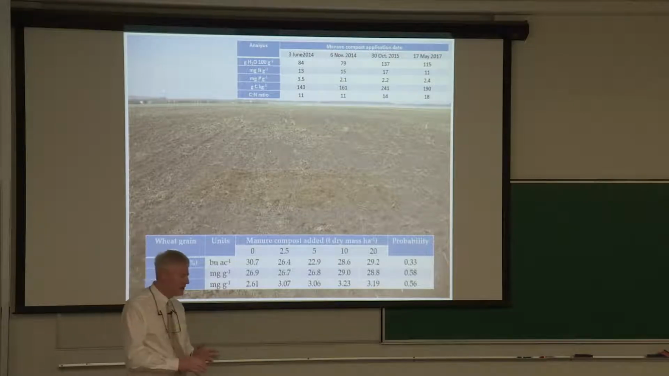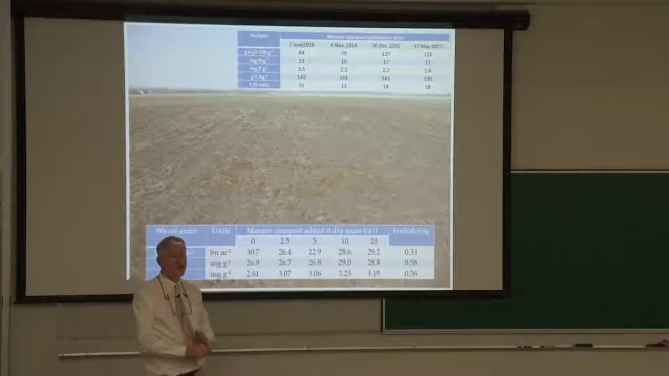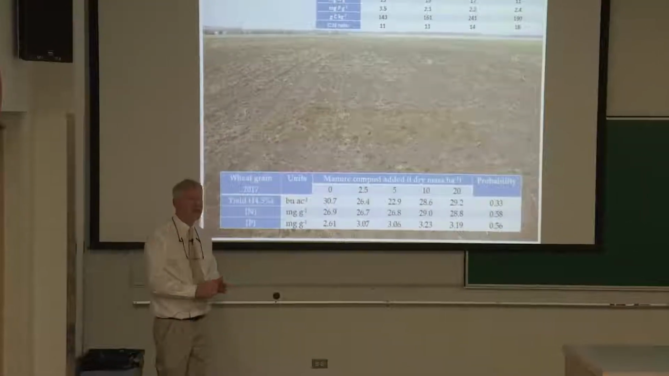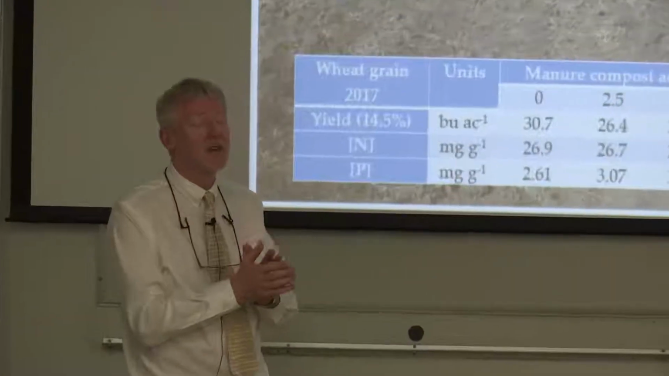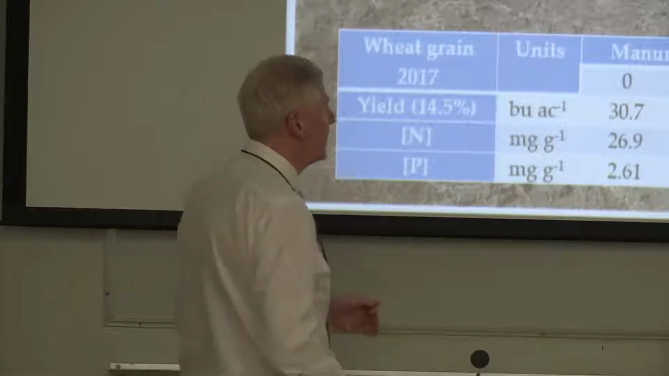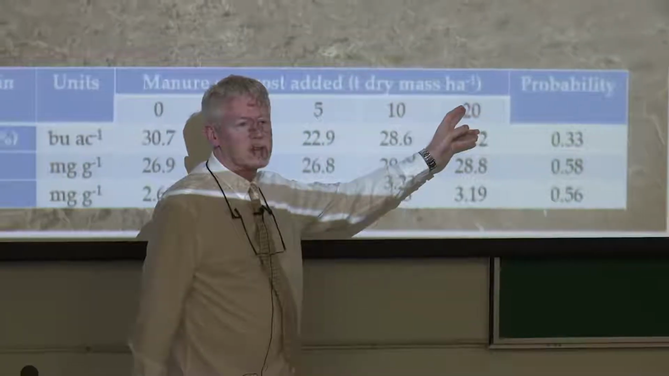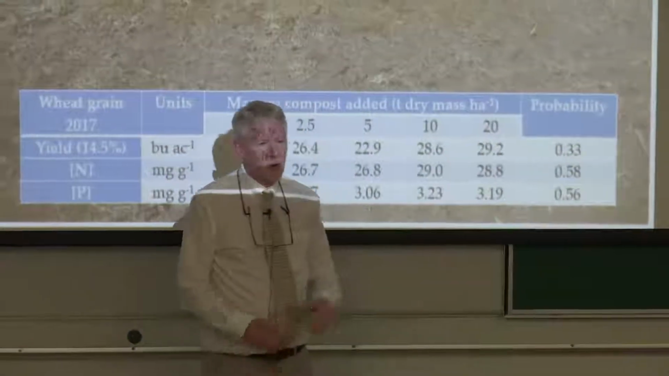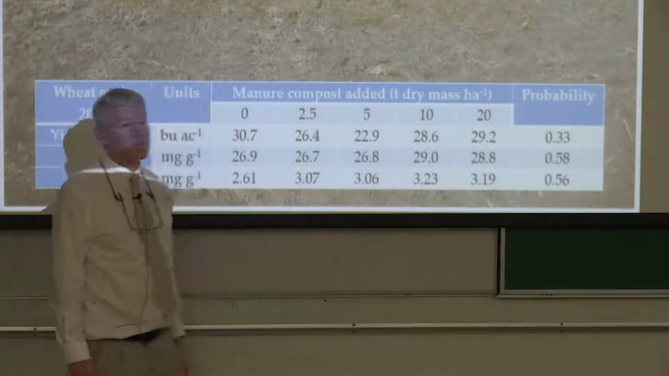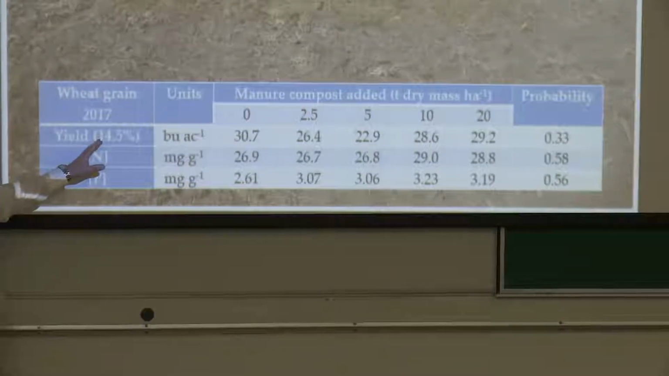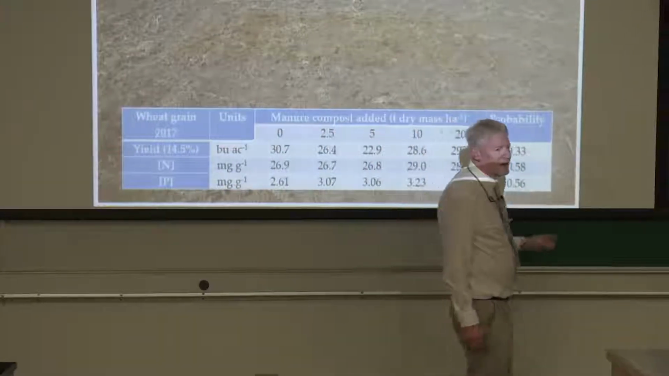Soil N, soil P, early season shoot N, shoot P, grain N, grain P: no response, zero response. In the fourth year, we thought, we'll really hammer this thing. We'll apply lots of compost. We went up to 20 tons dry mass per hectare, like 40-fold his normal rate. Really hitting it, I can see it on the field here. Still no response, nothing. Here's our yield and N and P concentration in the grain: no significance.